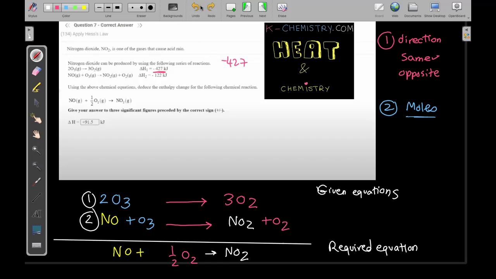The second thing that you have to look at is the number of moles. Is the number of moles the same or different? So if you have 3O2 here, but you have half O2 here, it means that you also have to manipulate the number. You have to play with the number so that the number is the same.